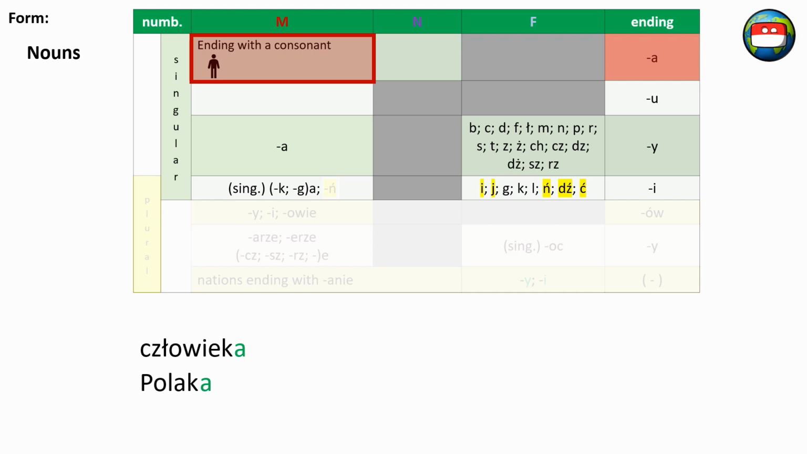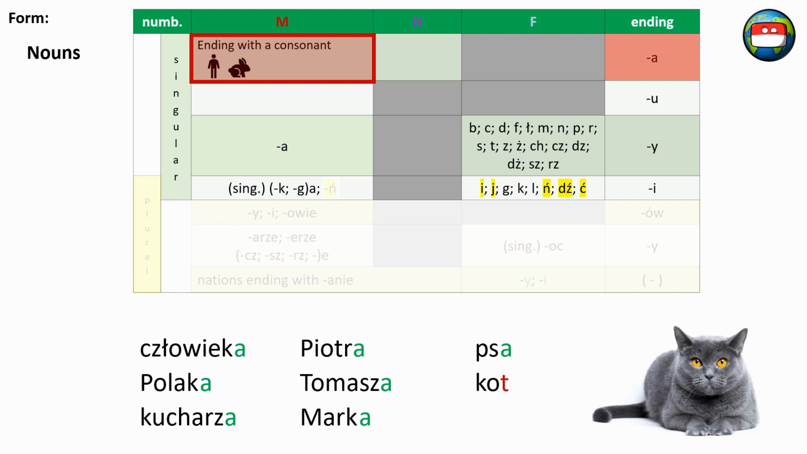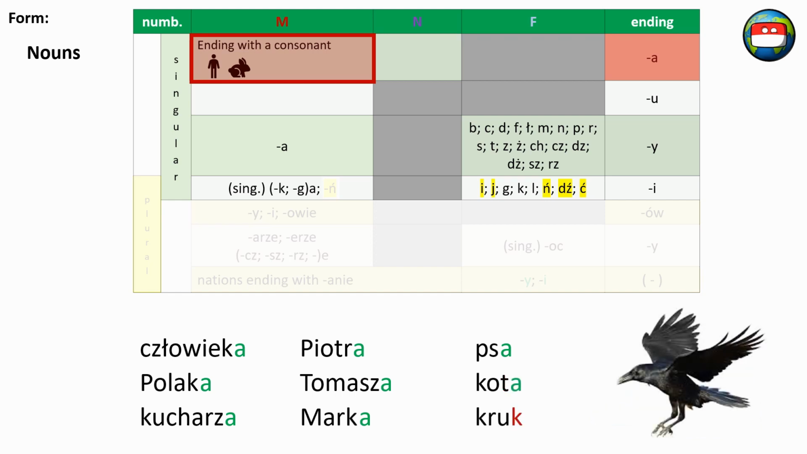Masculine representatives of professions, kucharz, kucharza. And also with the male names, Piotr, Piotra, Tomasz, Tomasza, Marek. For this name, as well as many other nouns that end with ek, not only do we have to add a, but also we must drop the e letter, which gives us Marek, Marka. This ending is also applied for male animals. Pies, psa, kot, kota, kruk, kruka.